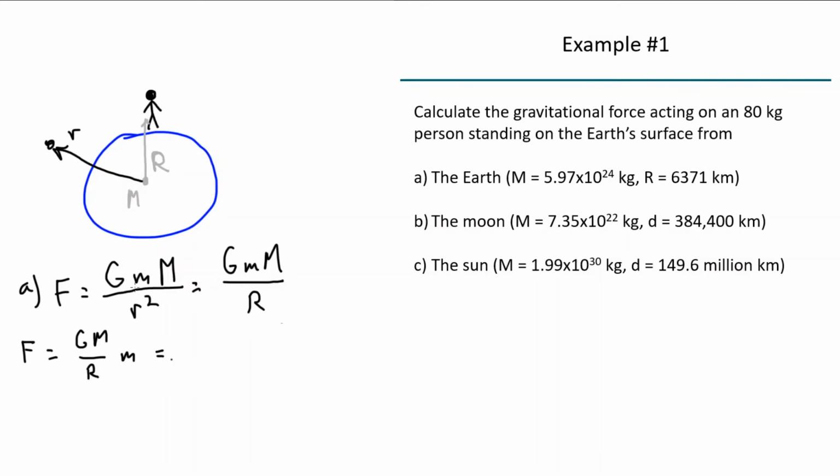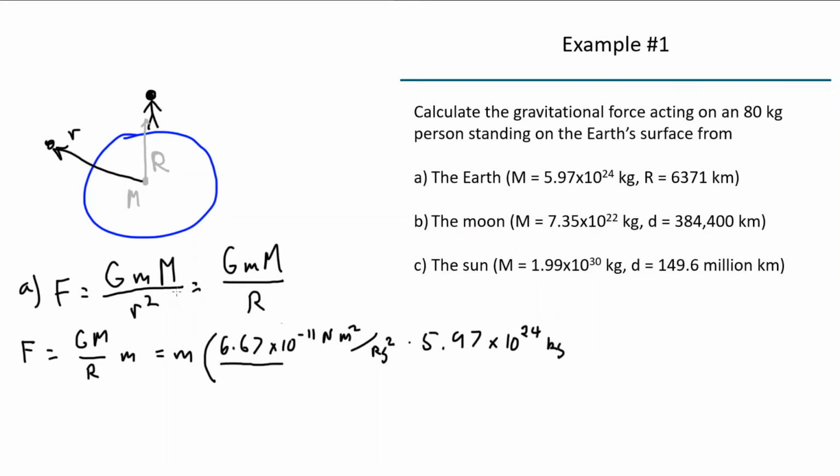Well, this equals, so I'll leave out my little m here, g, which is 6.67 times 10 to the minus 11 Newton meters squared per kilogram squared, times the mass of the Earth, 5.97 times 10 to the 24th kilograms. And then I can divide this by r, the radius of the Earth, squared. Sorry, these should be squared.